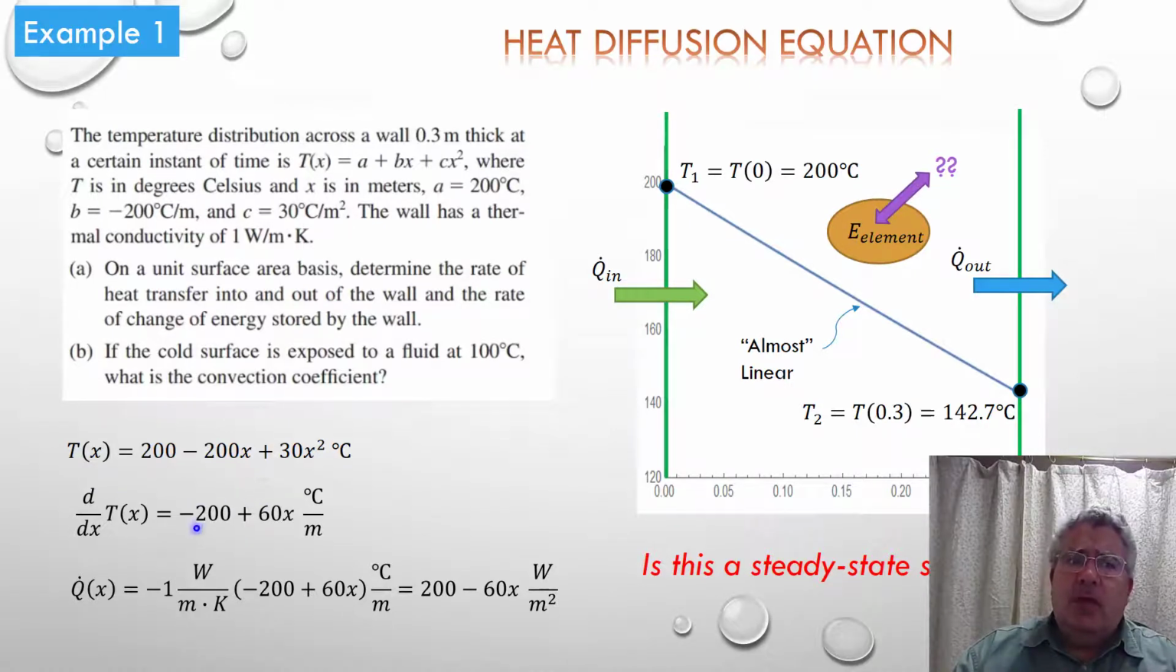If I take the first derivative of it, it's going to be minus 200 plus 60x. And of course, it's dT/dx, right? So the numerator has units of temperature, degrees C. Denominator is dx, so units of meters. And now if I know dT/dx, I can evaluate the flux using Fourier's law.